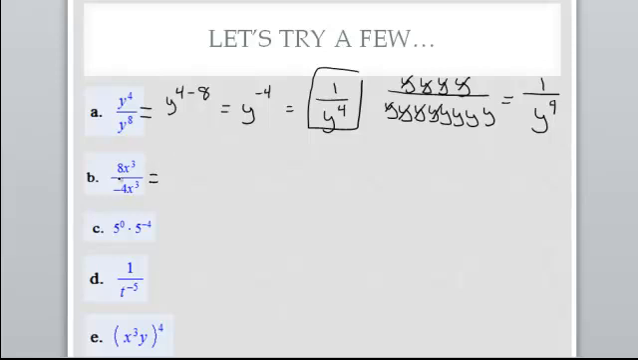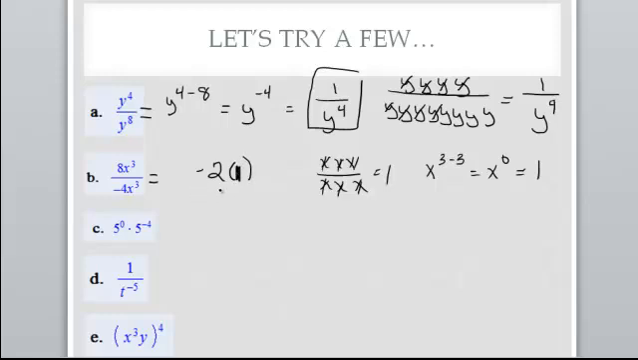Reduce your coefficients first. 8 over negative 4 will be a negative 2. Well, what is x cubed over x cubed? You have 3 x's over 3 x's. They all reduce to 1. Okay, do it the other way. X to the 3 minus 3 is x to the 0. And anything to the 0 power is 1. So we just have negative 2 times 1, which is negative 2.